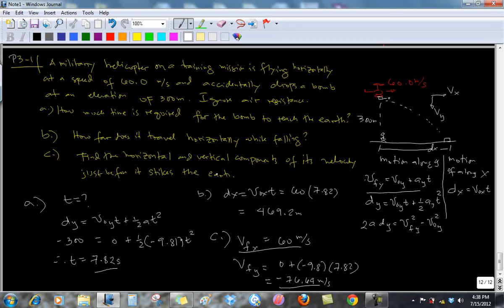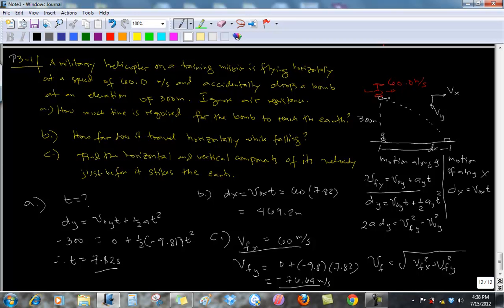Just to add, if you are asked what is its speed before it hits the target? Meaning, speed is just the magnitude of the resultant velocity. Then you'll be calculating something like V final is equal to the square root of V final x squared plus V final y squared. This is just how you get the resultant of two components. And I think we understand that fairly well enough.